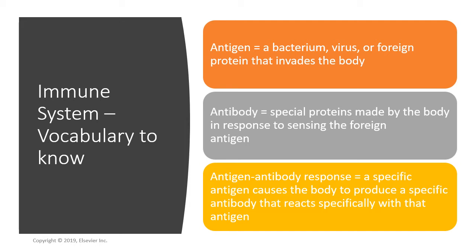An antibody is a special protein made by the body in response to sensing the foreign antigen or the invader. The white blood cells of the body are like, holy cow, something's in here that shouldn't be in here. Let's make these antibodies so that they can recognize if there are any other of these foreign invaders in the body. An antigen antibody response is when a specific antigen causes the body to produce a specific antibody that reacts specifically with that antigen.